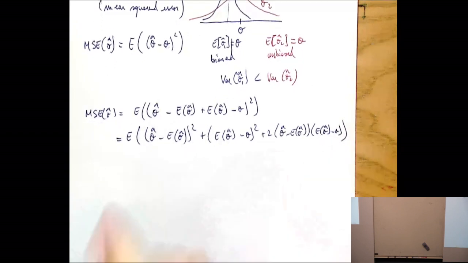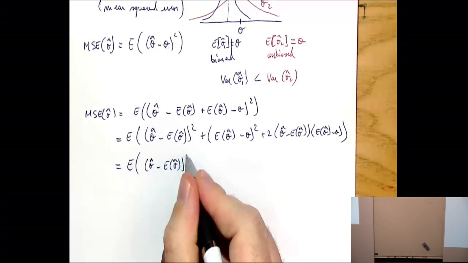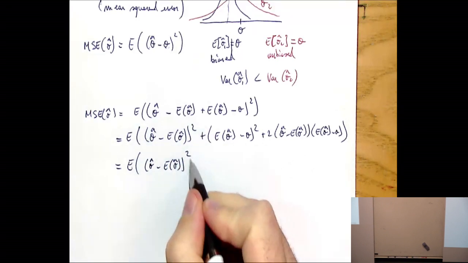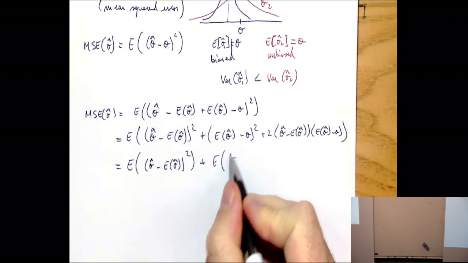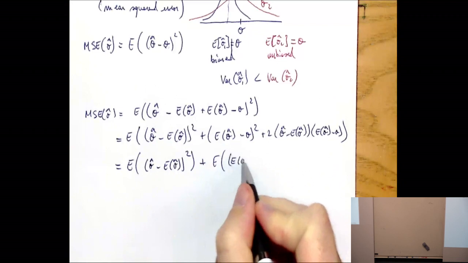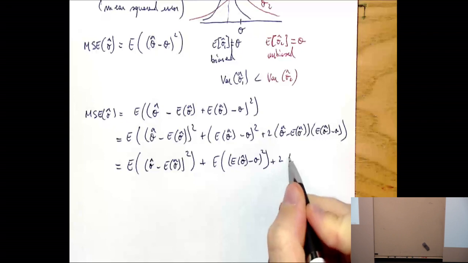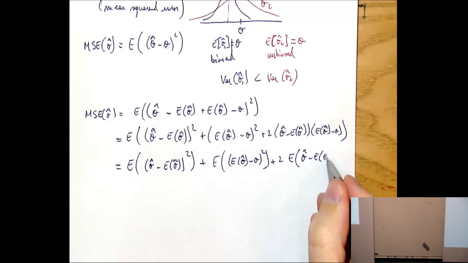Okay, now I can just distribute this inside. I have the expectation of theta hat minus the expectation of theta hat, squared, right? Plus the expectation of the square of this, plus 2 times the expectation of theta hat minus expectation of theta hat.